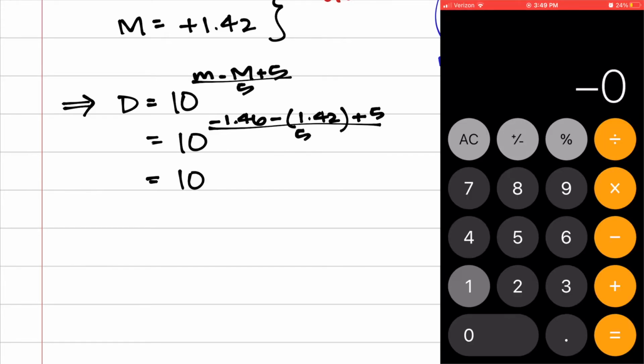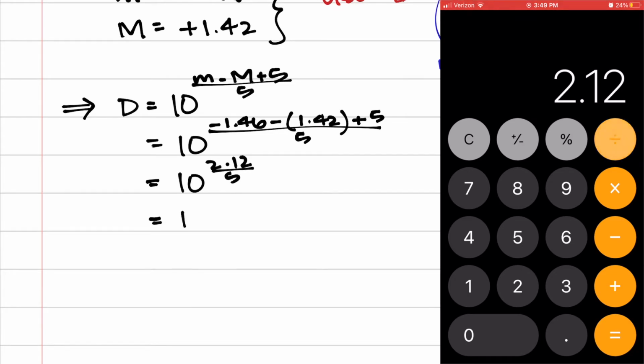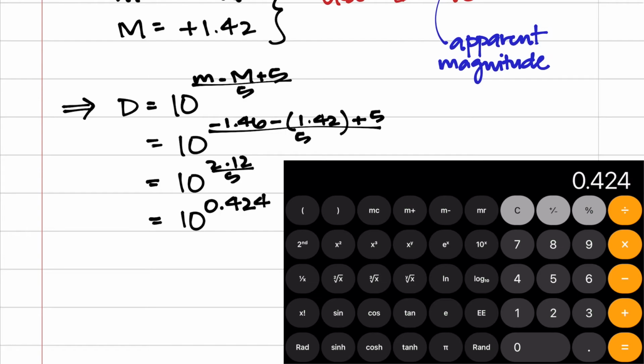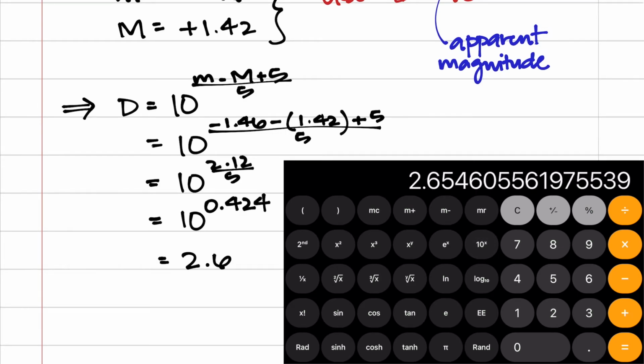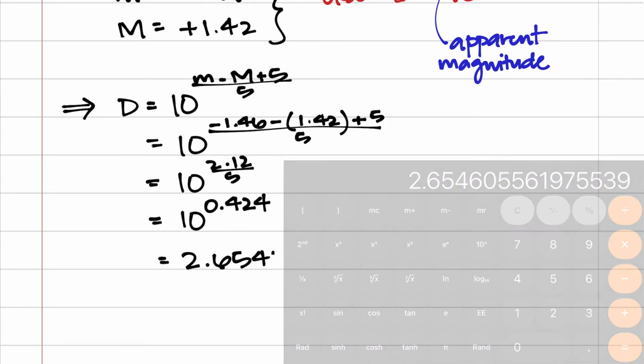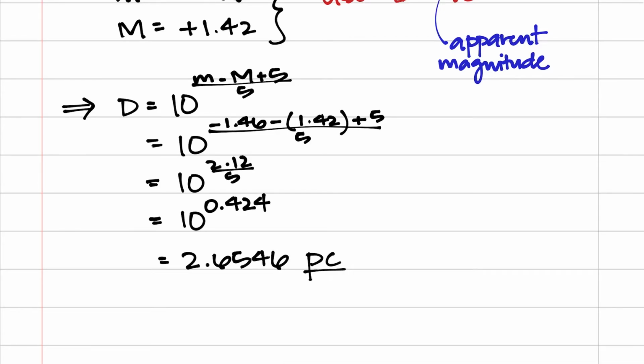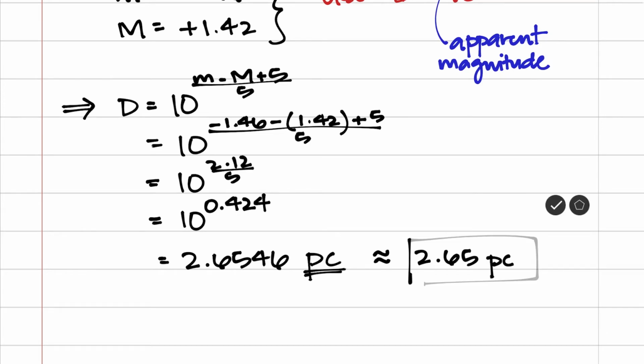The numerator of my exponent becomes 2.12 when I add up all the numbers, and then I have to divide that by 5, which gives 0.424 as my exponent. 10 to the power of 0.424 is about 2.6546, and the units I have for my distance are parsecs. They'll always be parsecs if I'm using the distance modulus. So rounding to 3 significant figures, I get 2.65 parsecs.